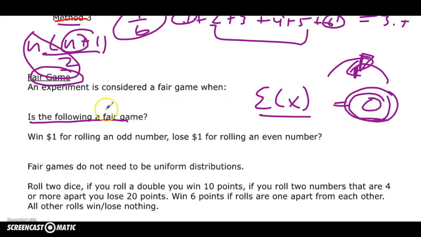So how do you figure this out? If a game is fair, you go through it and find out the expected value. Okay, you find out the expected value, and the expected value, that's an E, not a sigma. And if the expected value is 0, then it's a fair game.